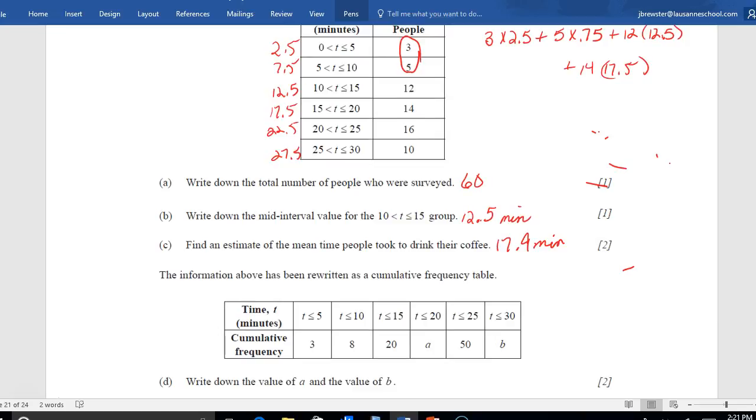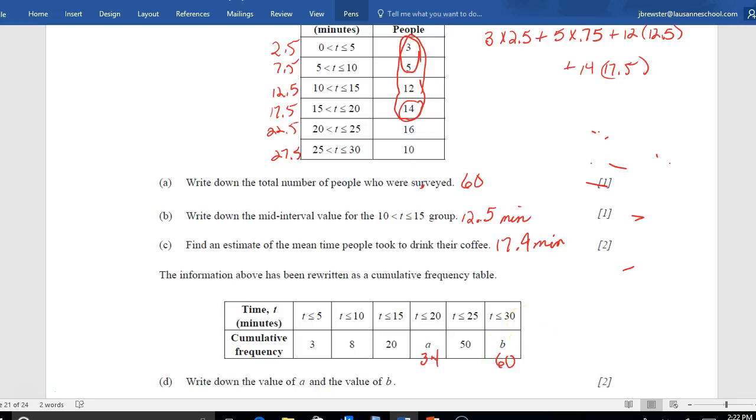There, I've got it so we can see both tables at once. So less than 20 minutes, well, it was 20 people up to 15 minutes. So less than 20, all you have to do is go up here and add the numbers, which show all the people less than 20 minutes. Actually, all you have to do is take the 20 and add on the 14. So A is going to be 34. And then B, well, common sense should tell you how many people drank their coffee in less than 30 minutes. Well, that's everybody. That's the whole table, which is 60. So there are those two answers.